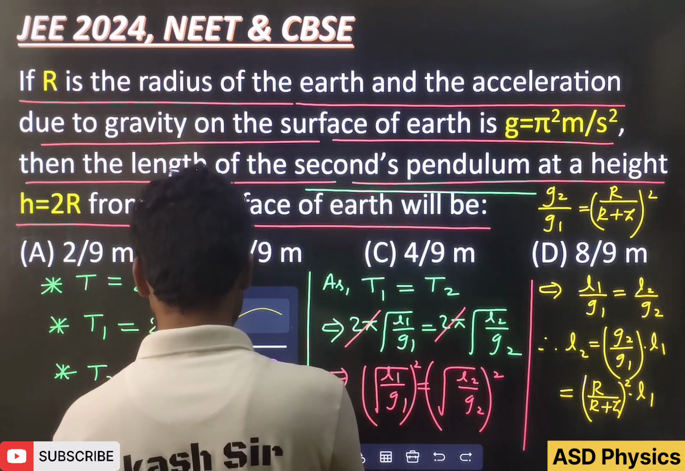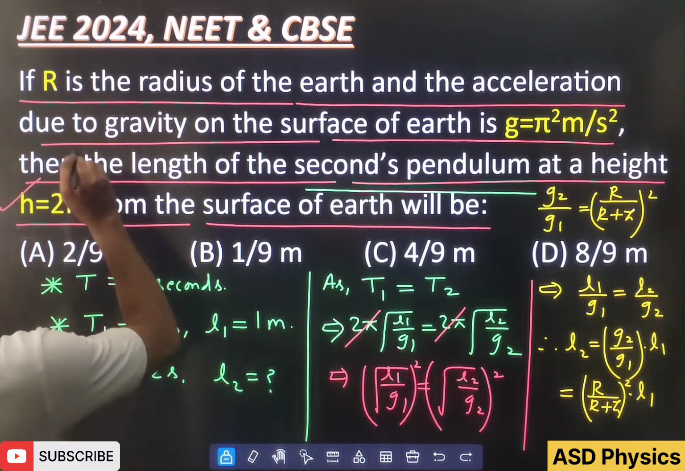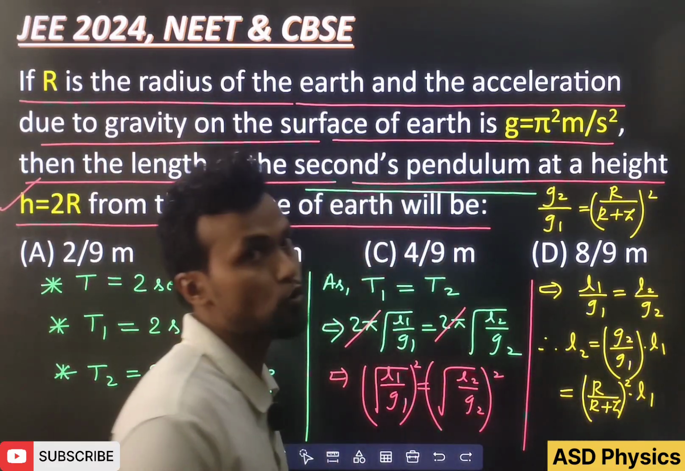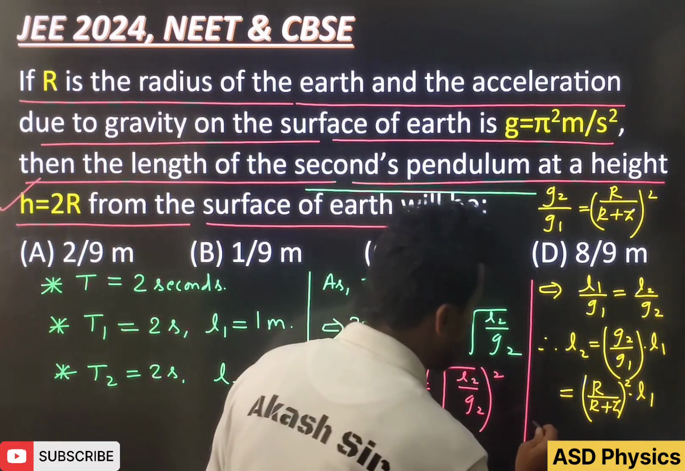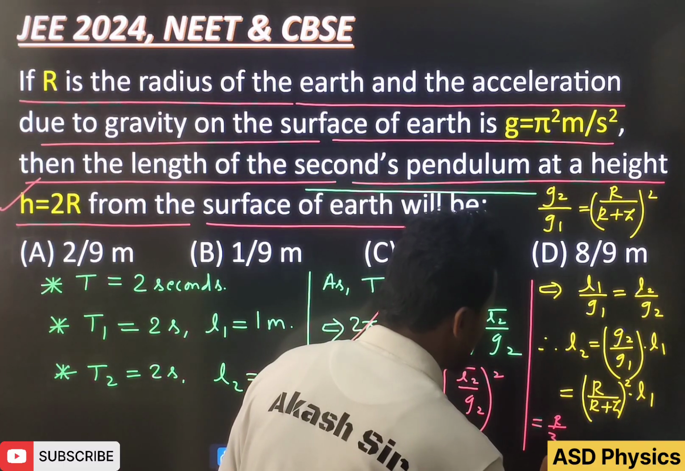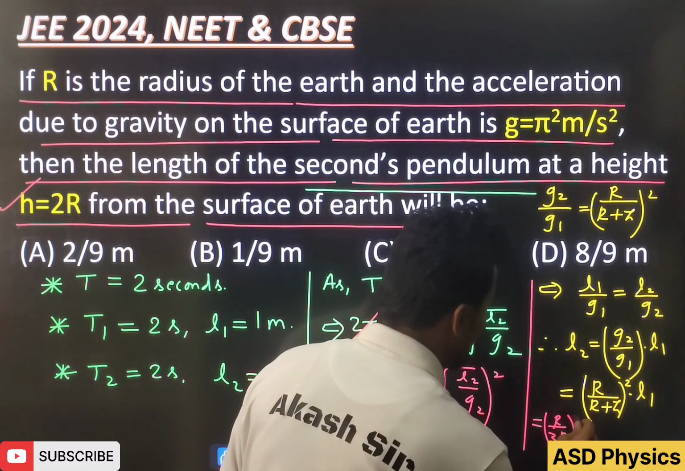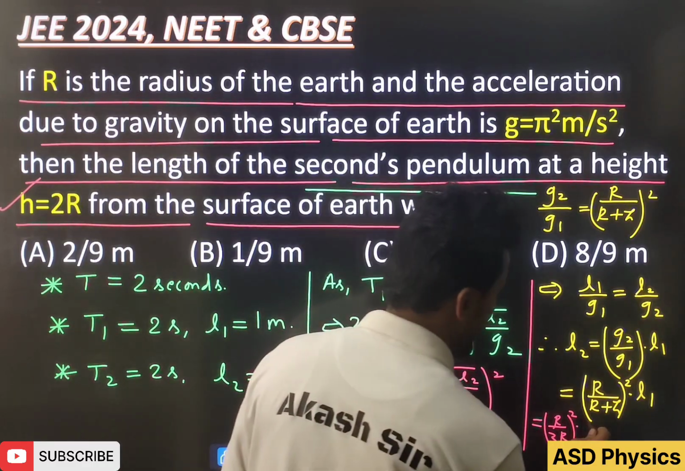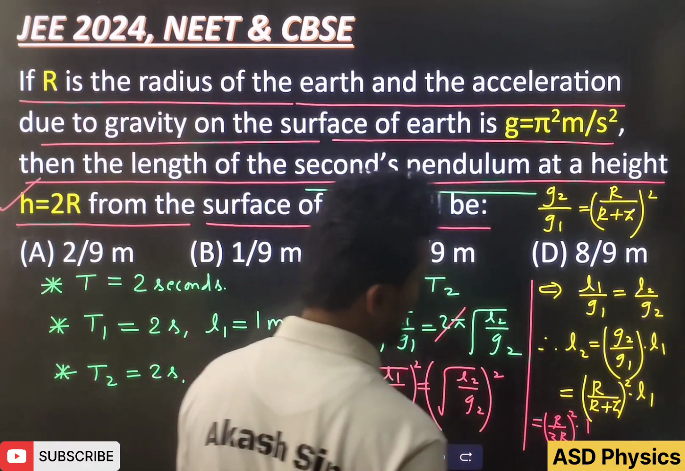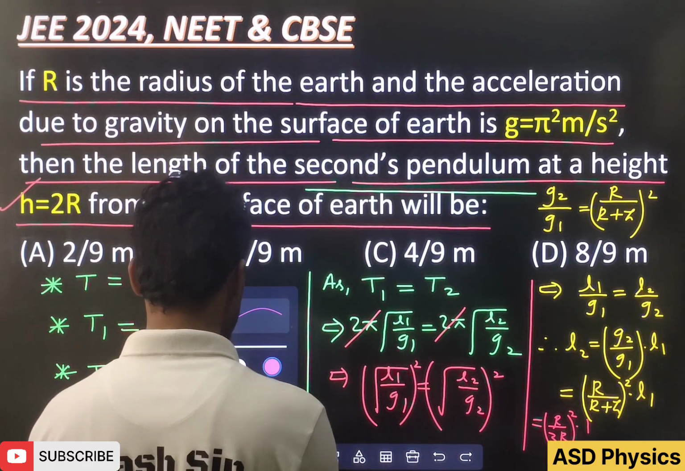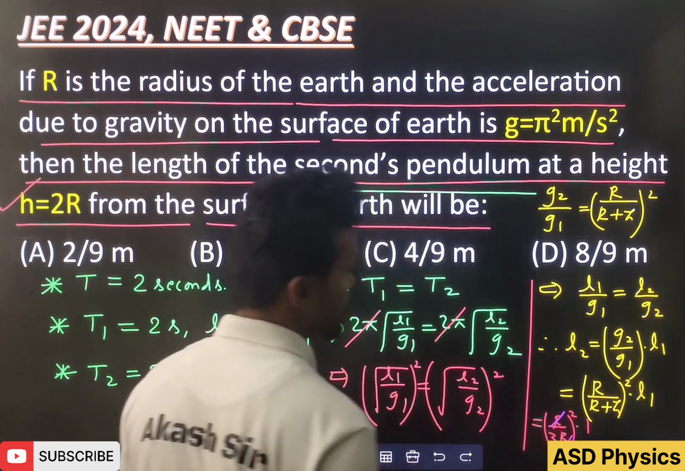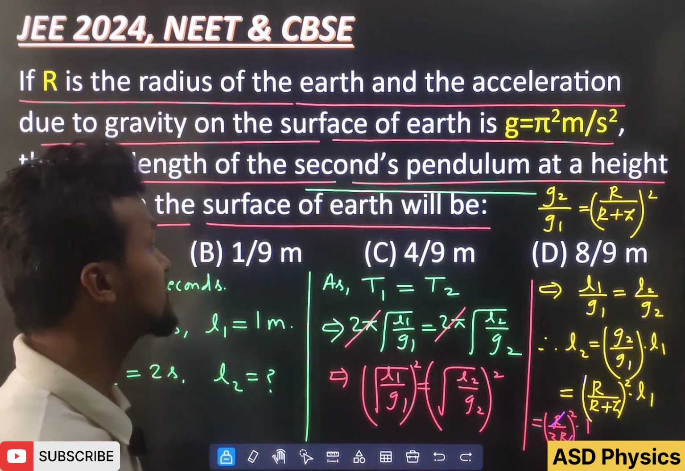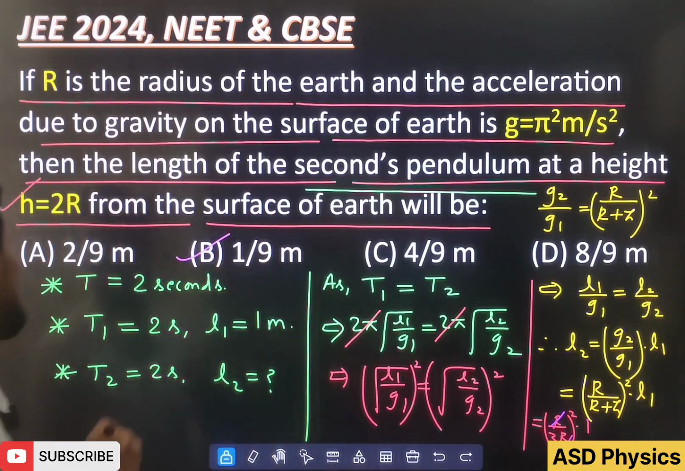Now what is the value of h? Let's see here, the value of h is 2r. So when you put it here, R by (R plus 2r) whole square, so this will become R by 3r whole square, into L1. And what is the value of L1? 1, is it? So after that just simplify, this R and R will get cancelled. So you can tell the value will be 1 by 9 meter. Can you see, 1 by 9 meter.